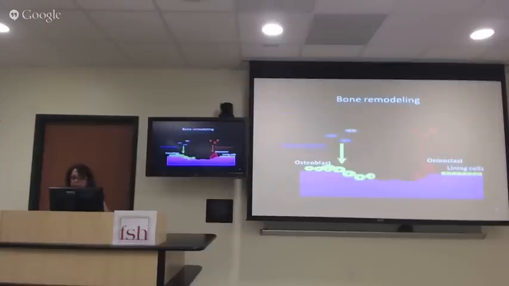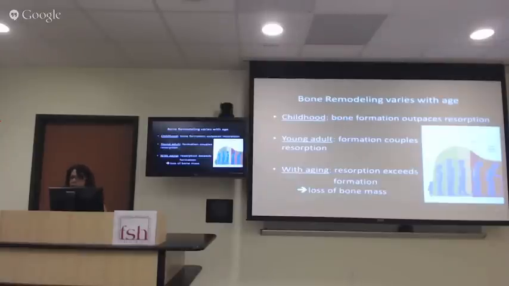So here's a cartoon just showing how the red osteoclast is chewing up the bone, probably old or damaged bone, and then the green osteoblasts are coming in and laying down new bone. It's a constant process that varies with age. In childhood, formation outpaces resorption, so we lay down a lot of bone.